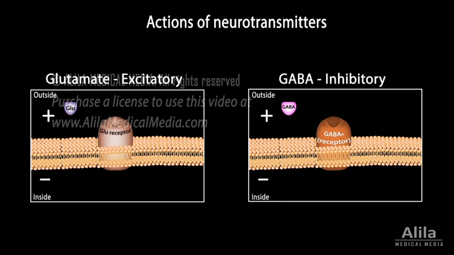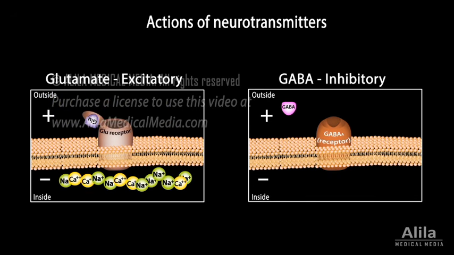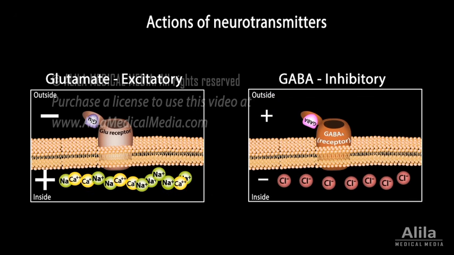An example of an excitatory neurotransmitter is glutamate. Upon binding, it triggers glutamate receptors, ligand-gated ion channels, to open and allow positively charged ions into the cell, making it more positive, less polarized, and thus more likely to generate action potentials. On the other hand, GABA, a major inhibitory neurotransmitter, opens ligand-gated chloride channels to allow negatively charged chloride to enter, making the cell more negative, more polarized, and thus less likely to generate action potentials.